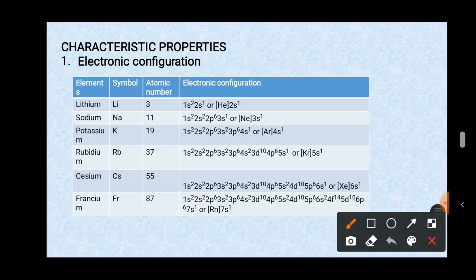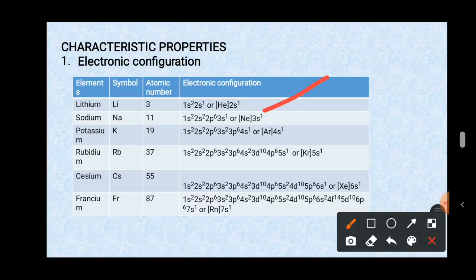So based on the atomic number, if you write the electronic configuration for lithium, it is 1s2, 2s1. This configuration we can write in another way also. What is the general electronic configuration? How is it written? Noble gas ns1. So which noble gas comes? It is helium. Helium atomic number is 2, so next to helium it is lithium. That's why it is written as helium 2s1.